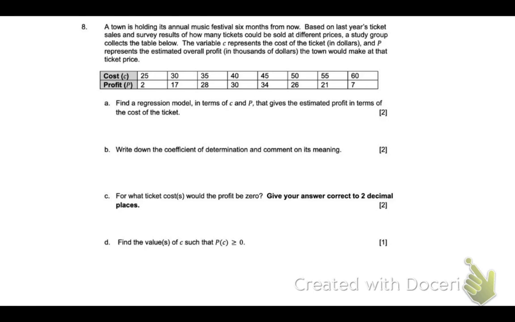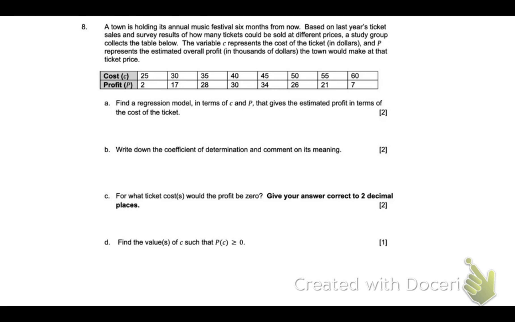So here's the table of values. Notice that we have been given the variables, which are C for cost and P for profit. Question A asks us to find a regression model in terms of C and P that gives the estimated profit in terms of the cost of the ticket.